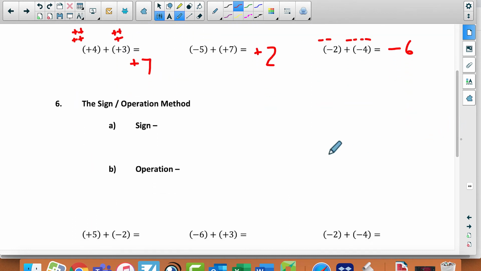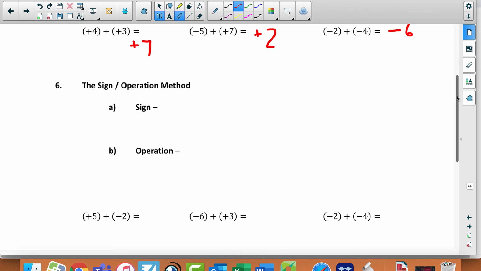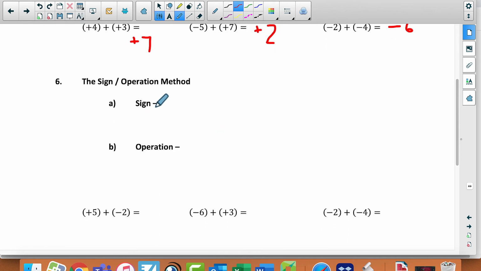Now, if you can wrap your head around this one, you're really in a good state for when we move on to grade 9 and 10. I mean, this is probably the best one for your long-term success. But if you find this one too complicated, don't worry about it. So, you're going to figure out the sign and you're going to figure out the operation. When I say operation, I mean whether it's add or subtract.